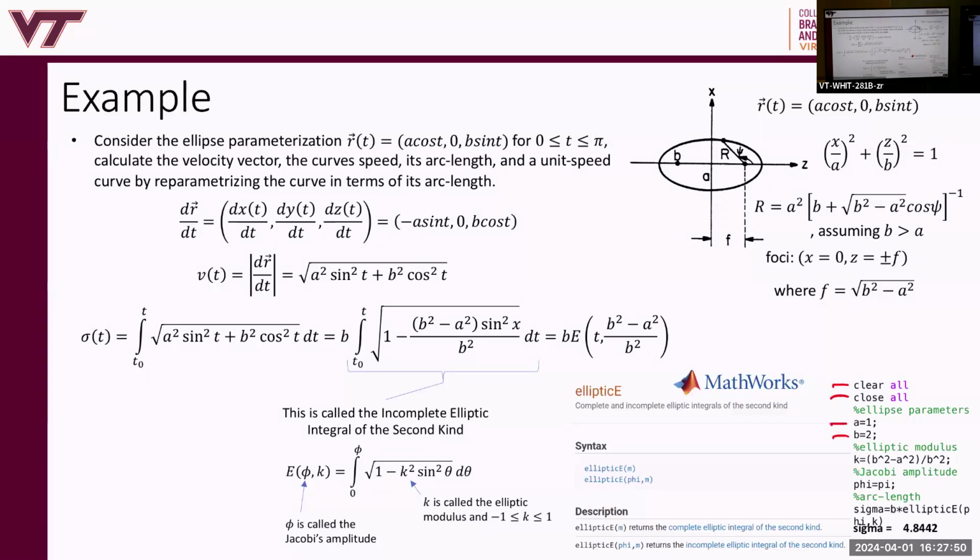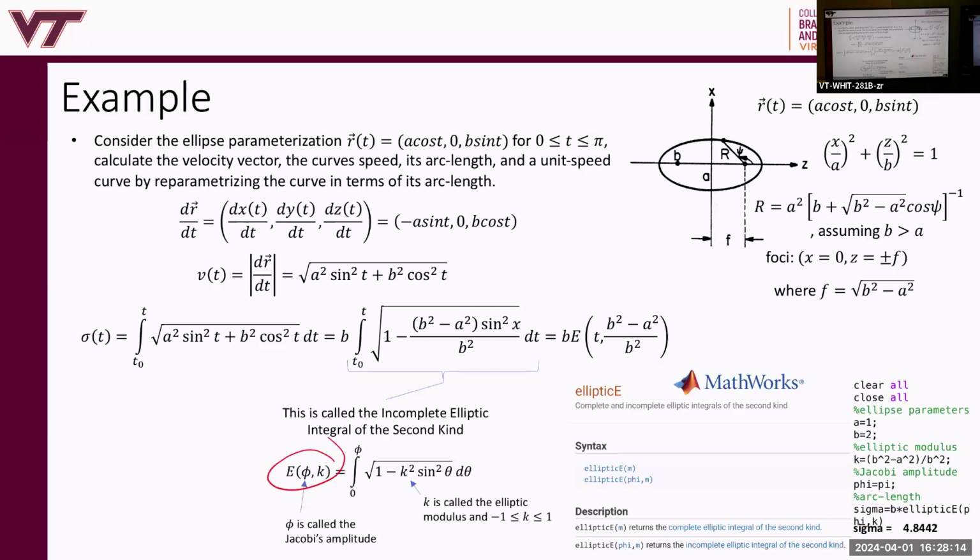And then the elliptic modulus, we have to calculate this parameter, right? B squared minus A squared over B squared. Then we have to set the Jacobi's amplitude. Here we're going to go all the way to the end of our parameter, pi. And then we can calculate sigma, the arc length, as elliptic E multiplied by B of phi and K, where phi and K are like this.